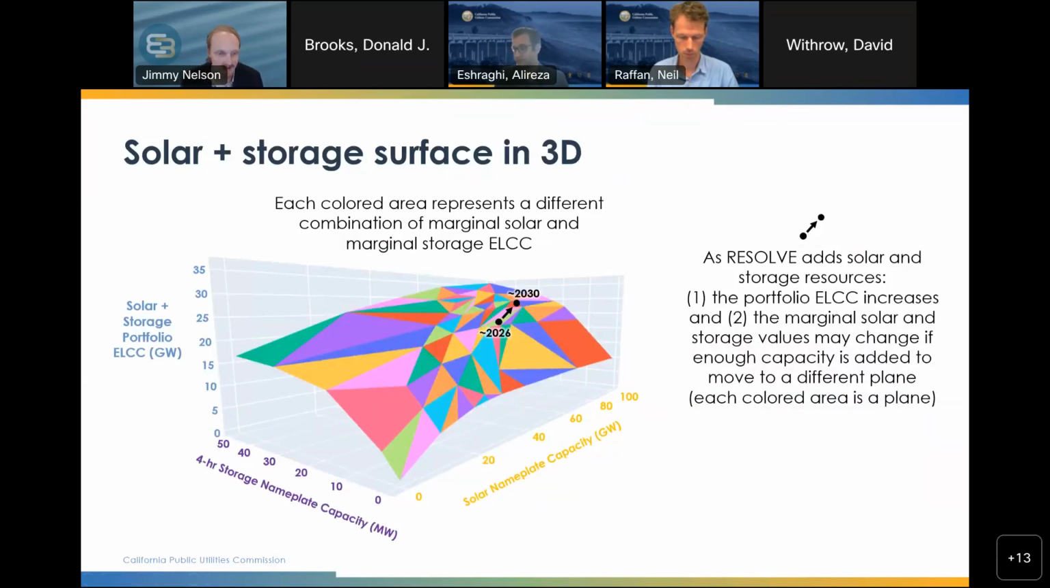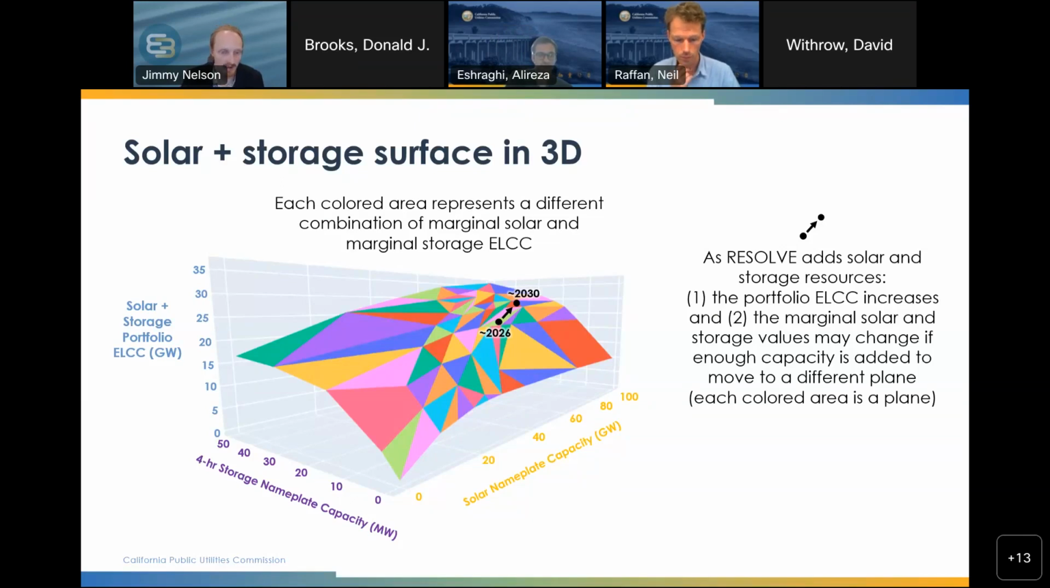So I like to see what this looks like in 3 dimensions. I think it helps to visualize it. This is a picture, which I sometimes call an ELCC surface quilt, of all of the different planes or facets of the ELCC surface. Wherever you see the triangles intersecting, that's where an ELCC simulation was done in SERVM, and the planes connecting those points are shown by the different colors.